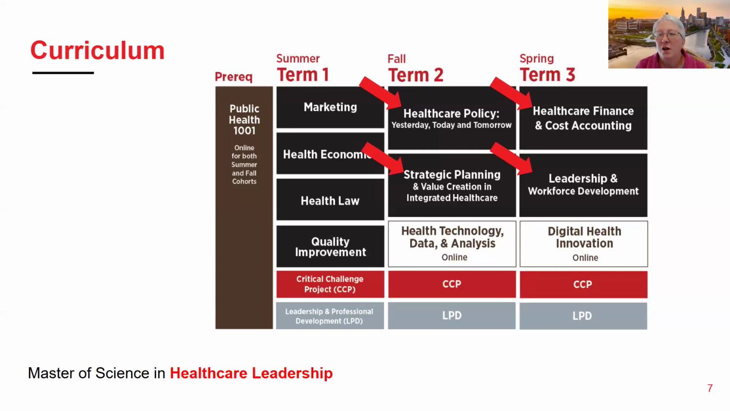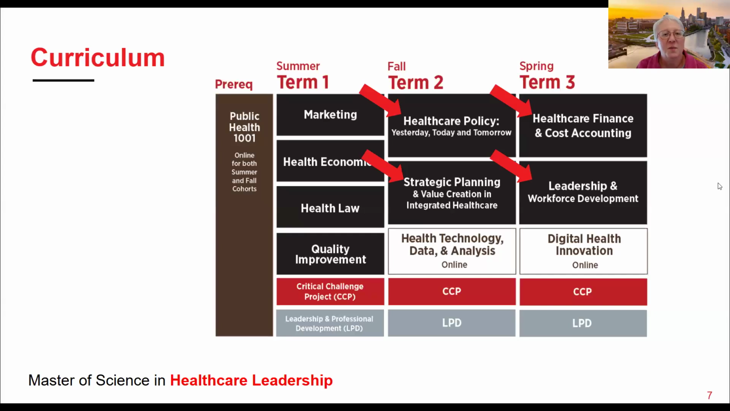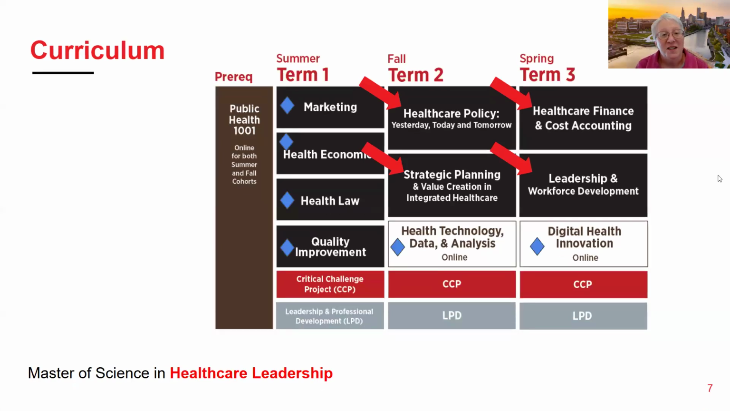All right, so let's talk about the half credit courses. If I can get my little arrows to come up, there we go. So these blue diamonds represent the half credit courses.